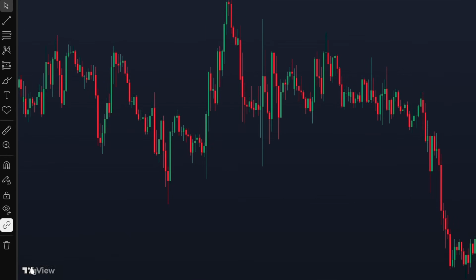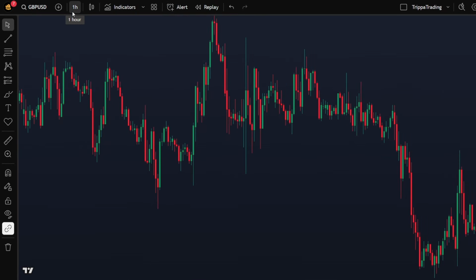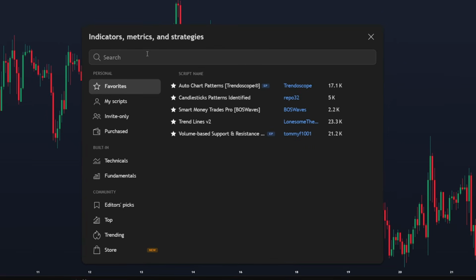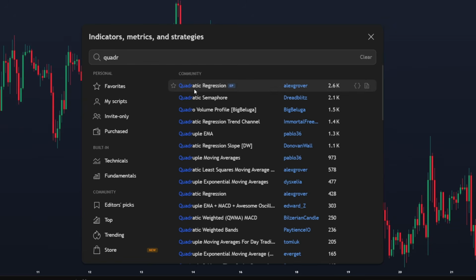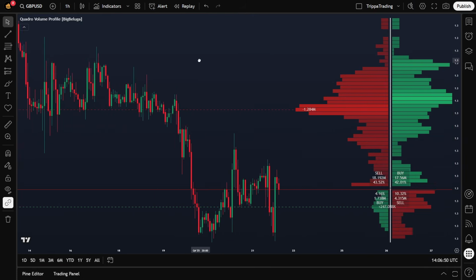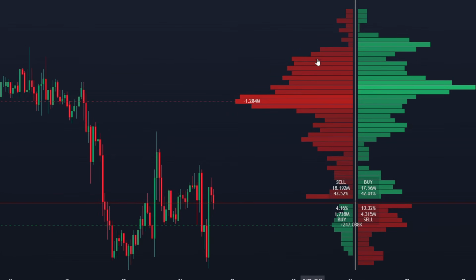So I'm on TradingView. You can use any liquid market and similar timeframes like 15-minute, 1 hour, or 4 hour. Open the Indicators tab and type Quadro Volume Profile. Add the one created by bigbeluga. Once you drop it on the chart, you'll see horizontal volume bars on the right and a couple of lines in the middle. Let me break down what you're looking at in simple terms.